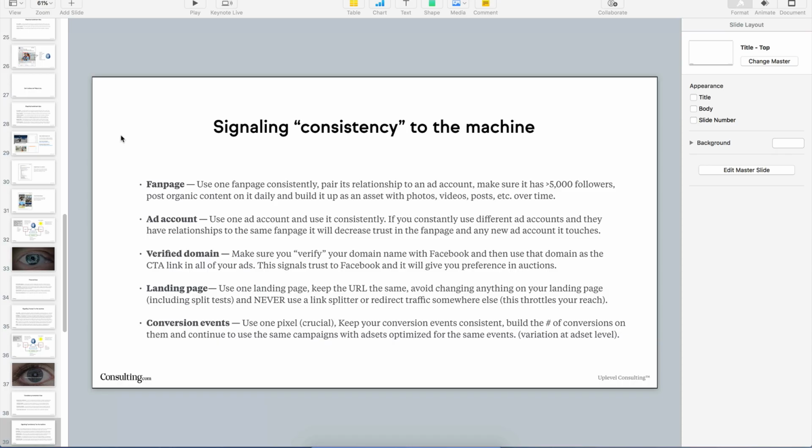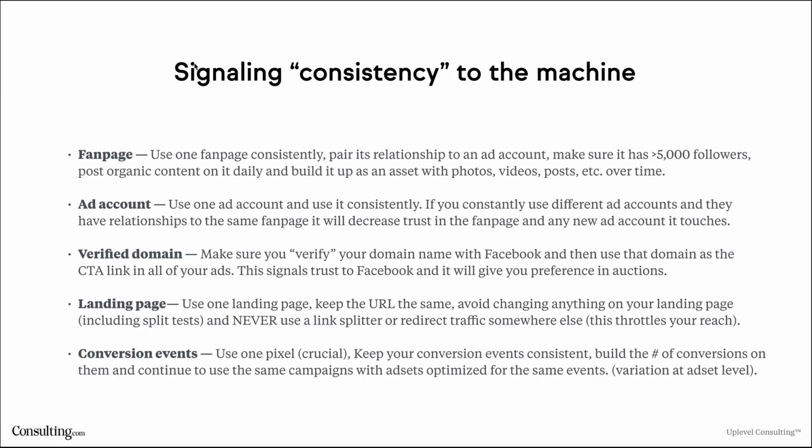Now, the landing page. So use one landing page and keep the URL the same, and avoid changing anything on your landing page, including split tests, and never use a link splitter or redirect traffic somewhere else, as this throttles your reach. So if you've got lots of different funnels and lots of different landing pages, then maybe you should think about just having one funnel and one landing page into that funnel.